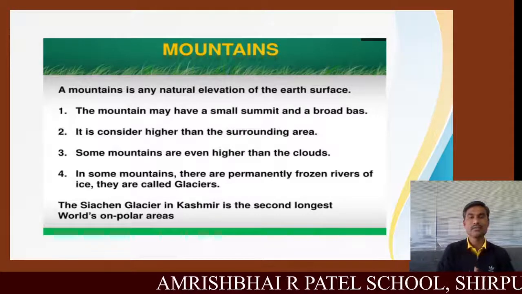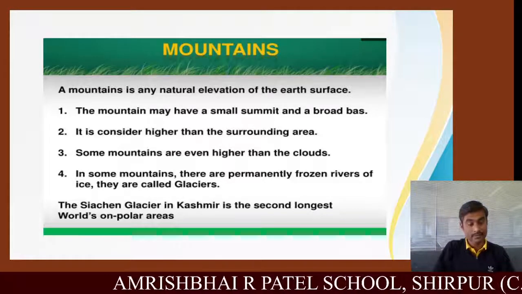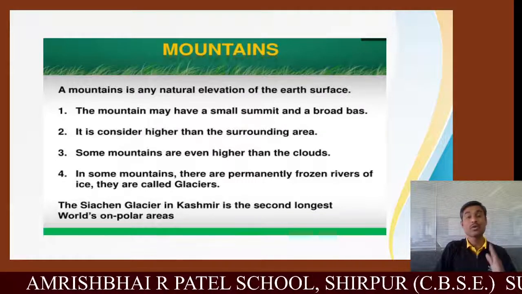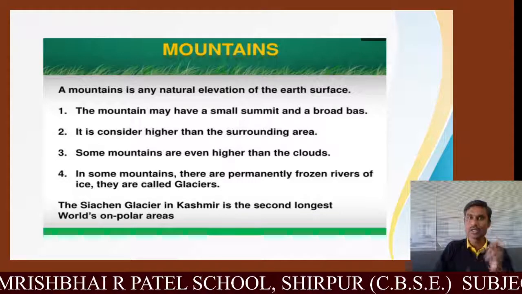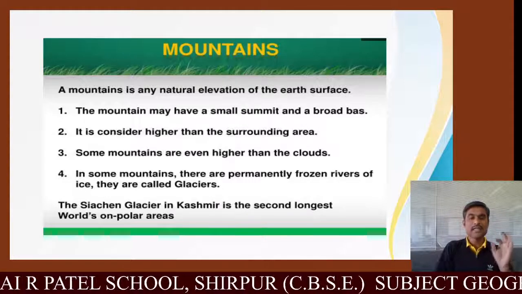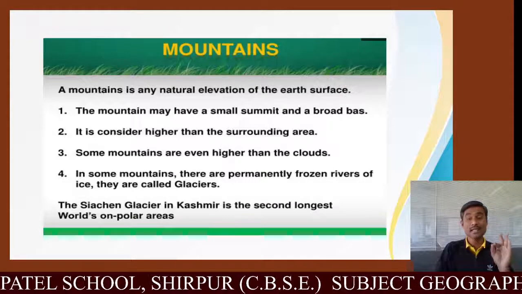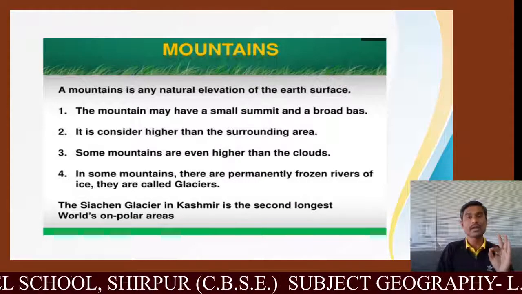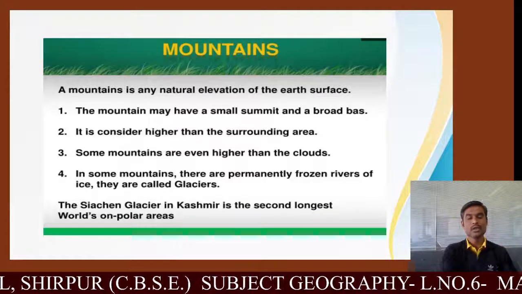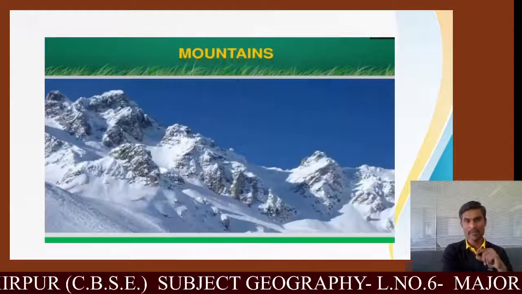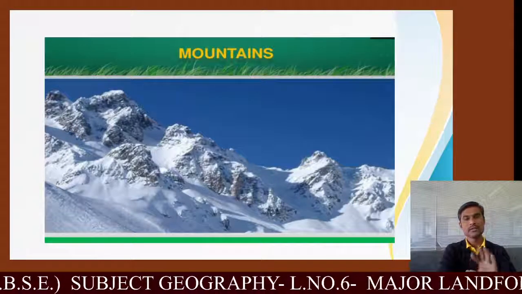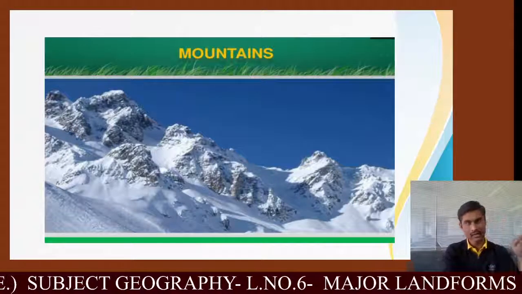Some mountains are even higher than the clouds. In some mountains, there are permanently frozen rivers of ice. They are called glaciers. Gangotri Glacier in the Himalayan ranges is one such example. Siachen Glacier in Kashmir is the second longest in the world outside the polar areas. Now, what are the poles? North Pole and South Pole. So this is what we have learned about mountains. You can see in the picture Himadri, Himachal, and Shivalik. These are the mountain ranges of India.